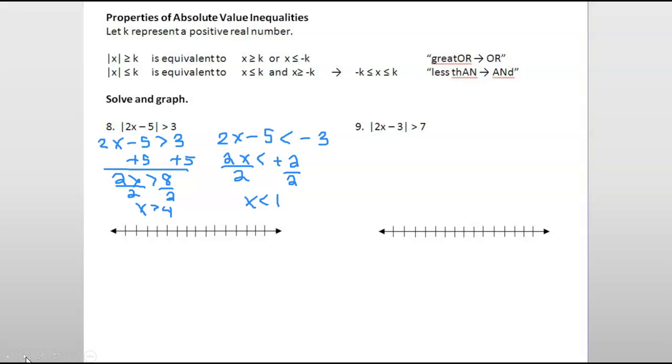On your number line, you want to make sure you have values to the left and right of both of these. So maybe I start with negative 1. Both are greater than, but not equal to, so both get open circles. Less than 1 shades left, greater than 4 shades right.